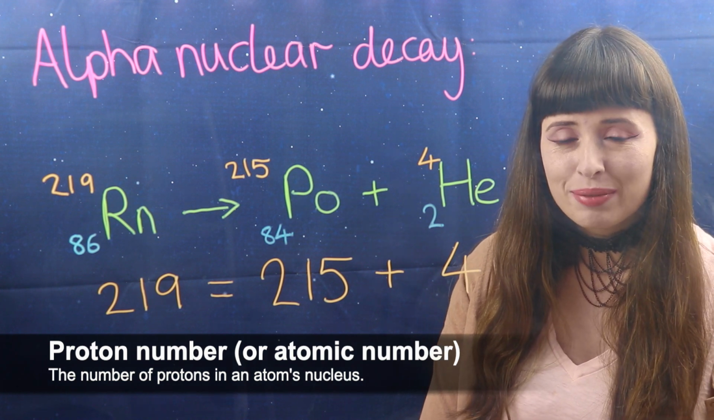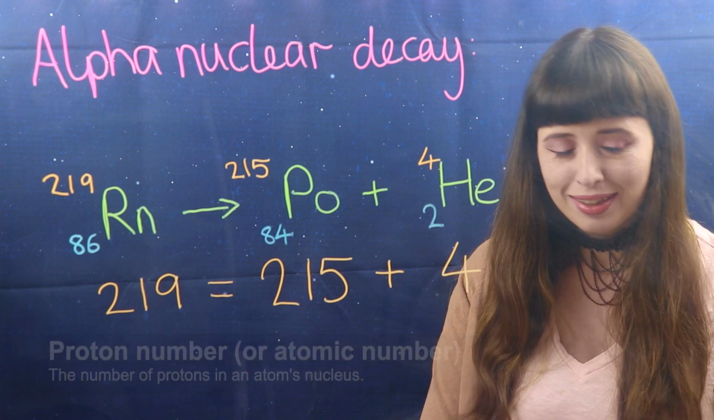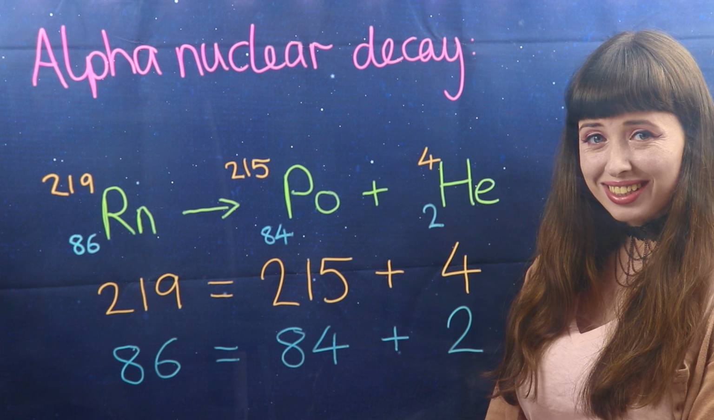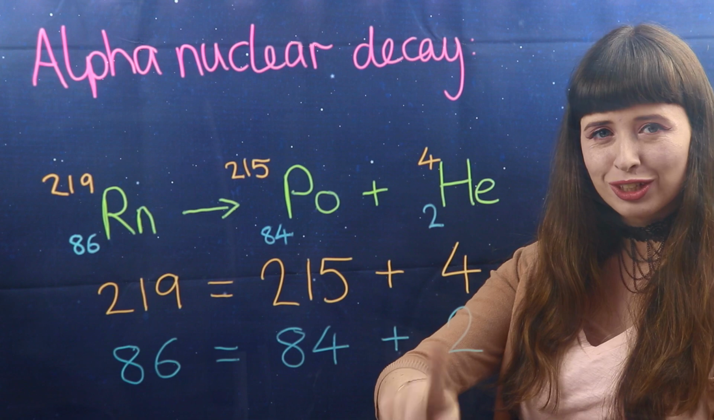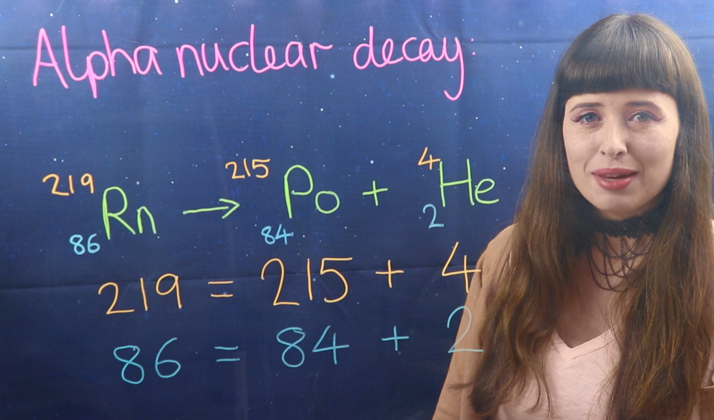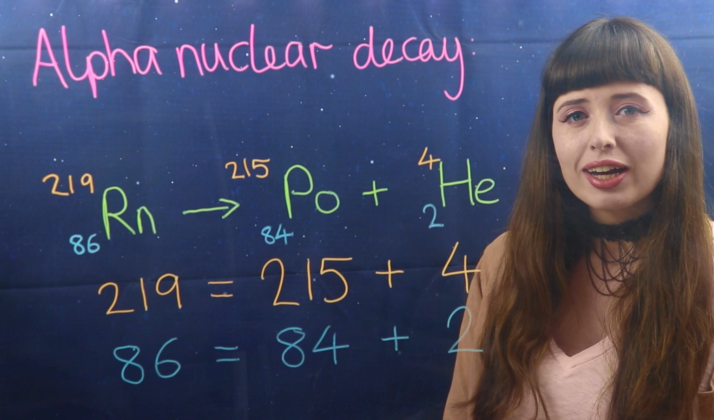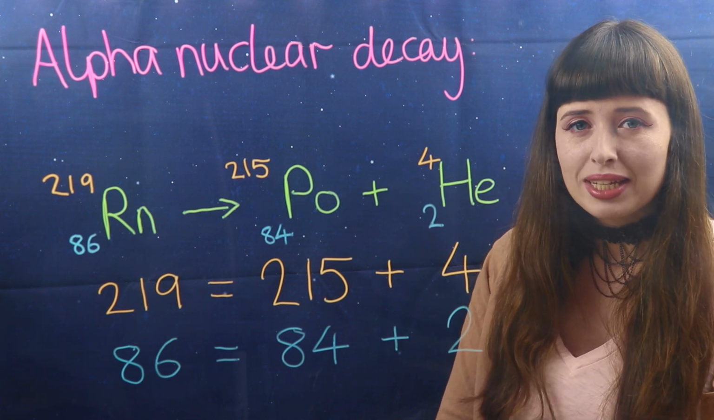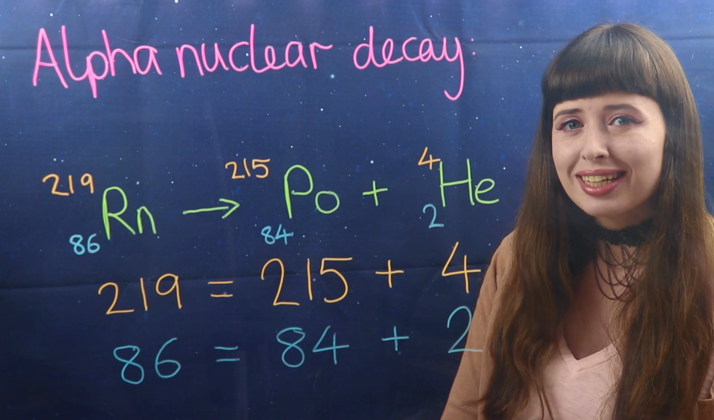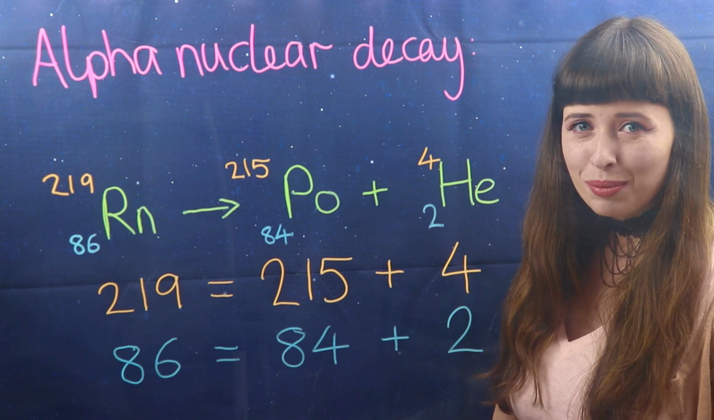I'm now going to do the same for the proton numbers so we can see that the same thing is happening there. Here you can see it's the same for the proton numbers, so we have 86 equals 84 plus 2. Nice and simple. If you remember that the mass numbers and proton numbers either side of the arrow are equal, then that gives you a really simple method to be able to identify any missing mass numbers or proton numbers in an exam question. We're now going to take a look at an example so that you can see this simple method in action.